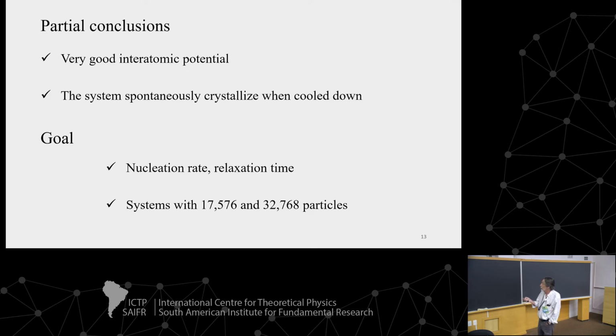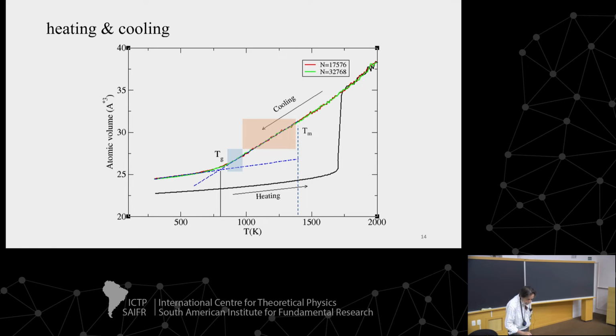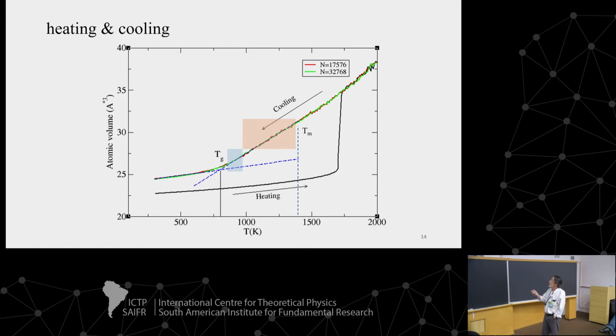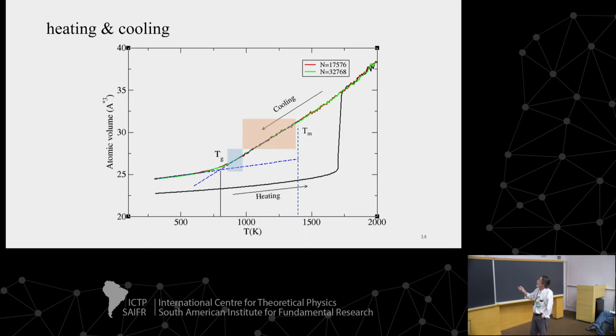Two system sizes were simulated, 17,000 and 33,000 particles. The first step was melting. Starting from zinc blende, the system shows a mechanical melting here, and when you cool it down, you will have this figure. At the crossing of these two lines the glass temperature, Tg, is defined. So we have two regions: one is very deep supercooled liquid, and the other is very shallow supercooled liquid. Here we can compute nucleation time, and here we can compute the relaxation time.